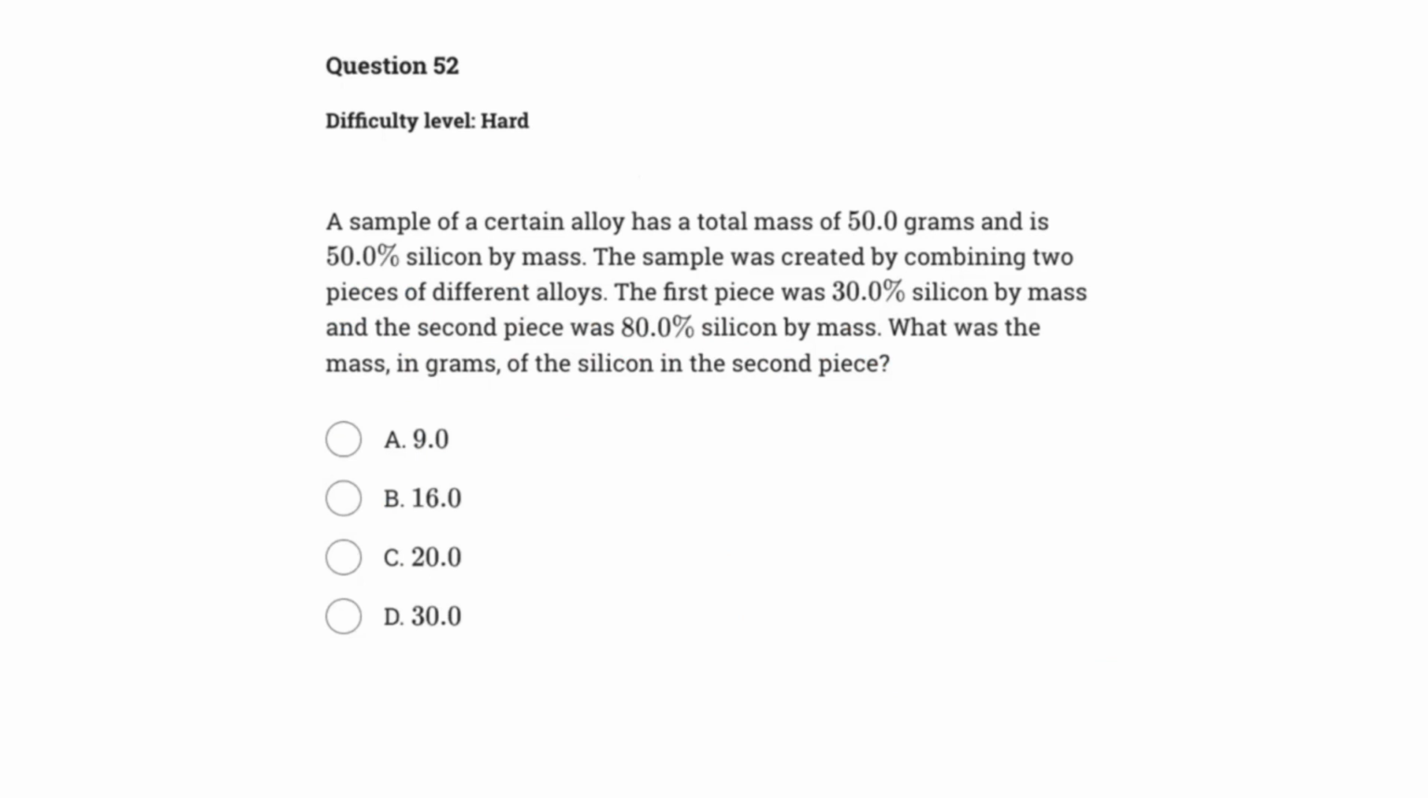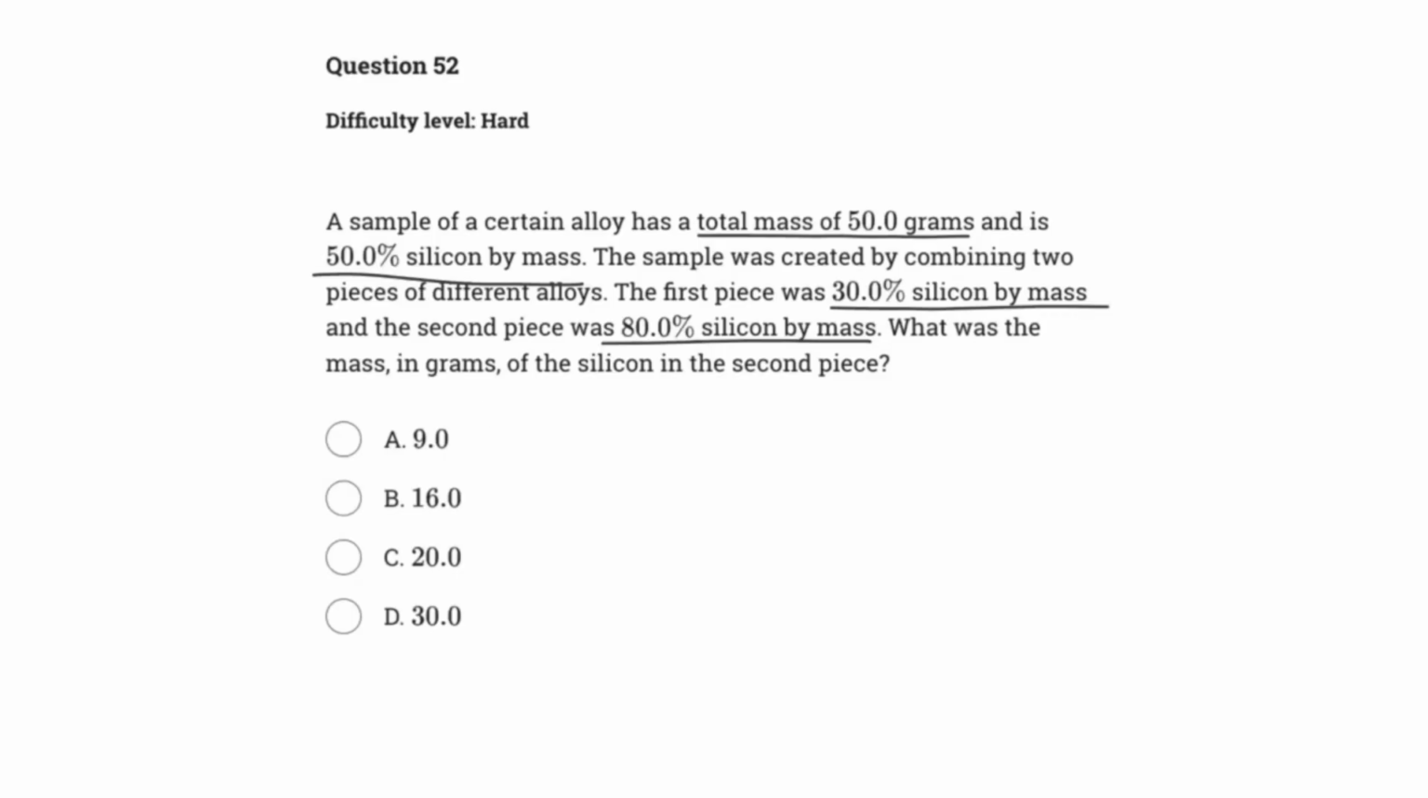Sample of a certain alloy has a total mass of 50 grams and is 50% silicon by mass. Okay. The sample was created by combining 2 pieces of different alloys. The first piece was 30% silicon by mass, and the second piece was 80% silicon by mass. What is the mass in grams of the silicon in the second piece?